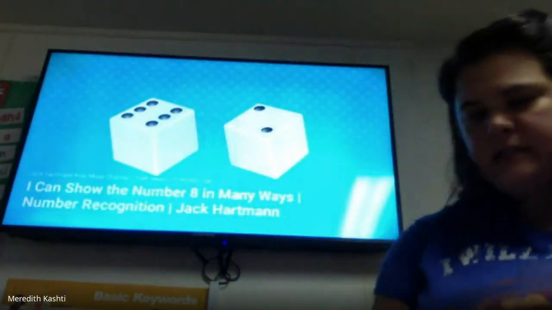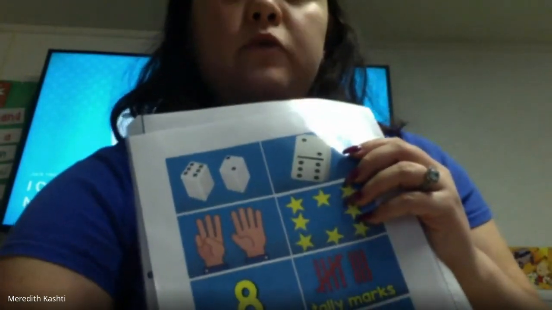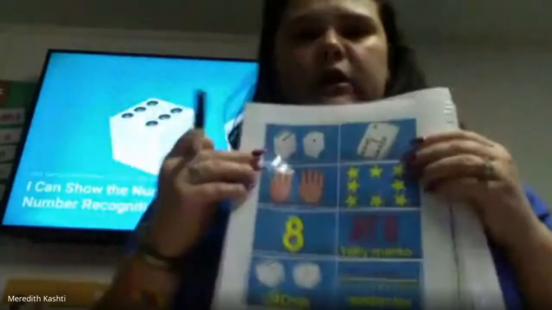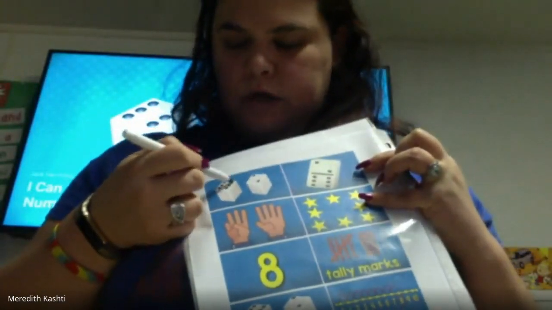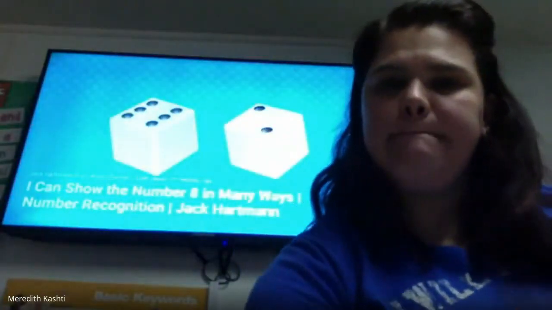So on our dice, we're going to flip over our paper. We don't need to work on writing the word 8, but if you want to, that is fine. You can go back over to the other side and write the word 8. And now we're going to count on our dice. 1, 2, 3, 4, 5, 6, 7, 8. Each dot gets counted one time. Good job.